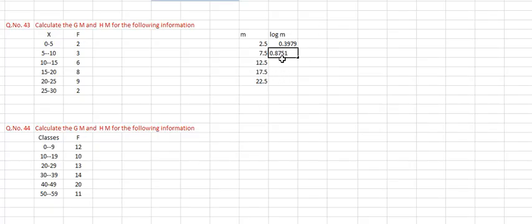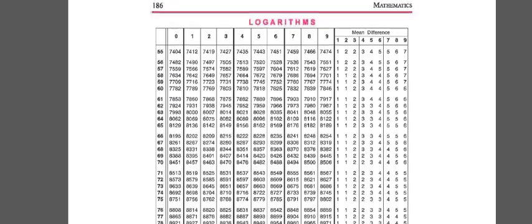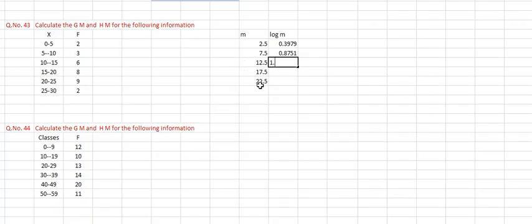8751. Now 12.5, the 0.5 is removed. 12 means 2 places minus 1 is 1. Right? Now you check the table like this. 12.5 means 12 and 5. 12 and 5 here is 0969, so 0.0969. Then 17.5. 17 means 2 places minus 1 is 1.